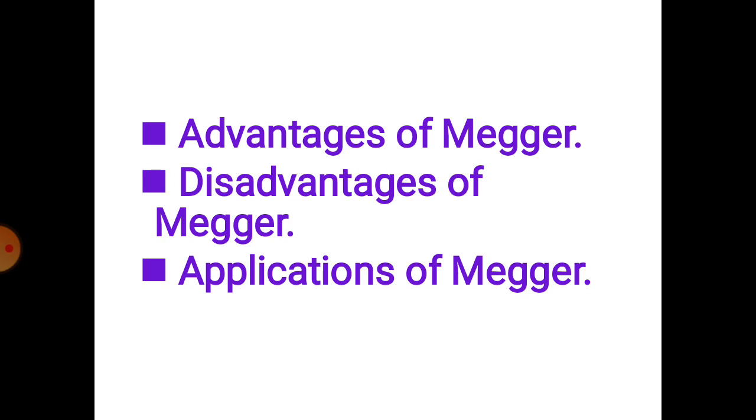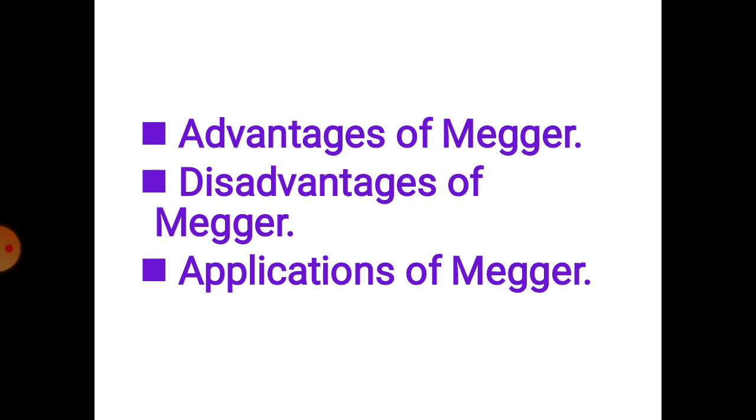And now we are going to discuss the disadvantages of Megger. First one, at least two persons required to operate a Megger. Second one, accuracy is not up to level. Third one, requires stable placement for operation. Fourth one, unstable placement leads to error. Fifth one, requires high care and safety.